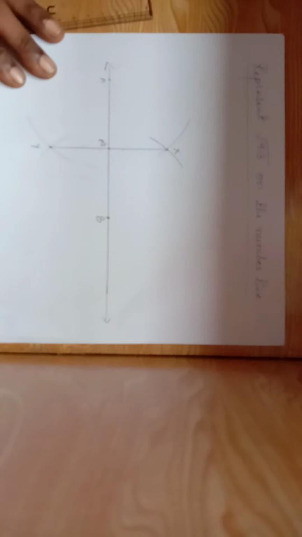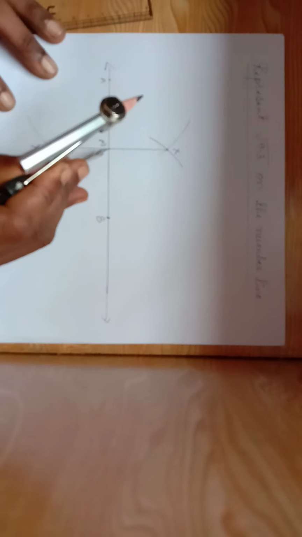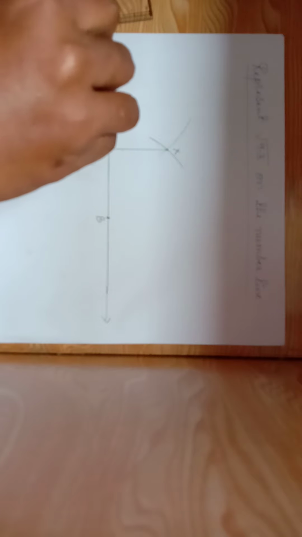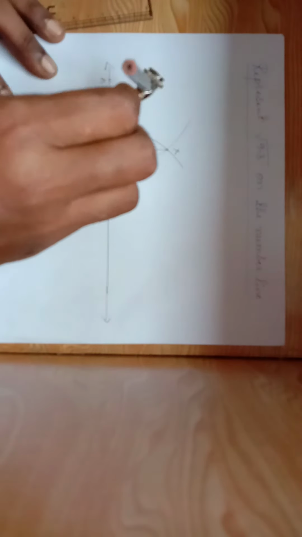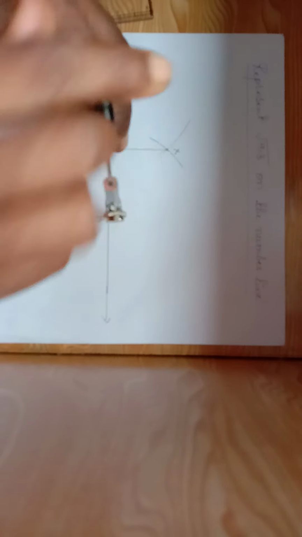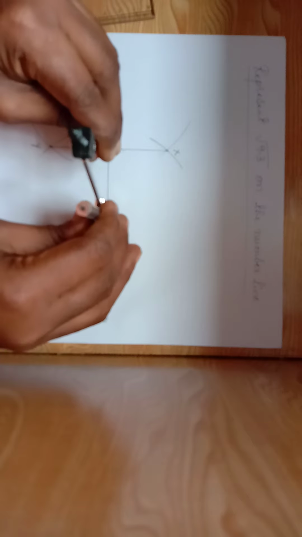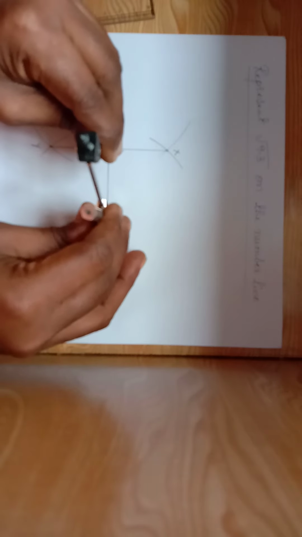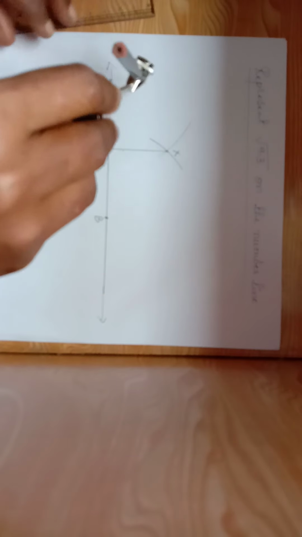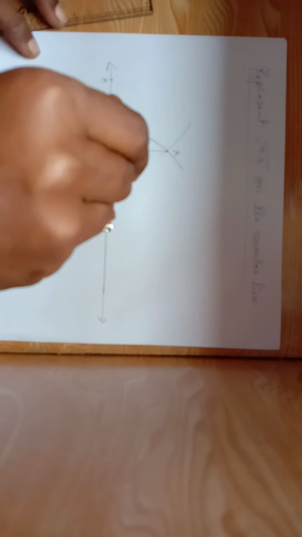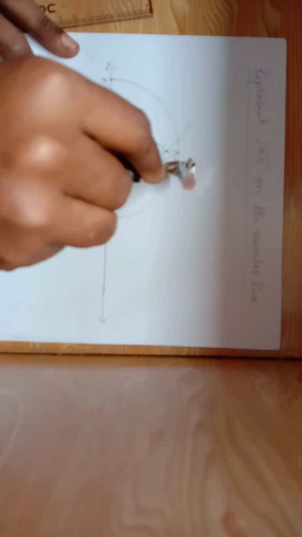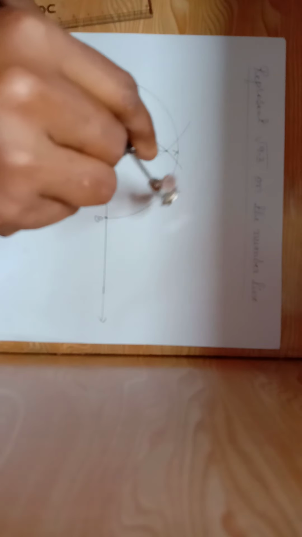Now with M as center and AM as radius, or else you can measure this side also, MB as radius. See children, you can take AM as radius or MB as radius, and then draw a semicircle for AB. Draw a semicircle for AB.